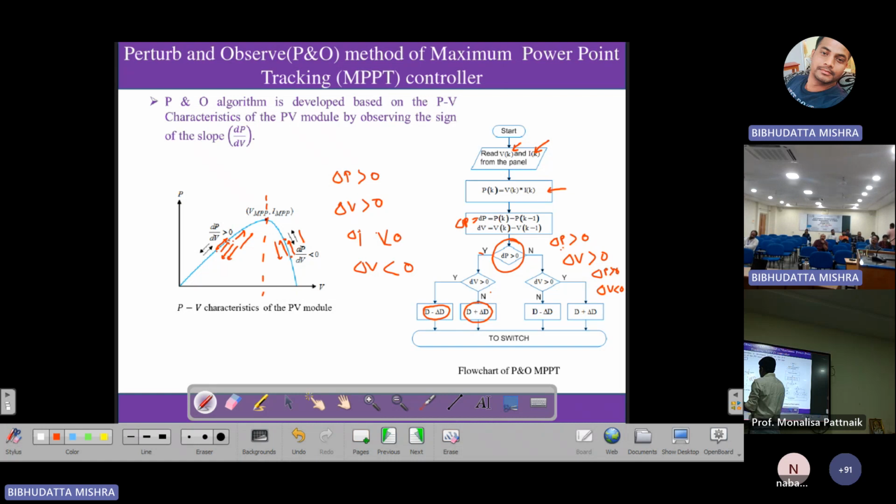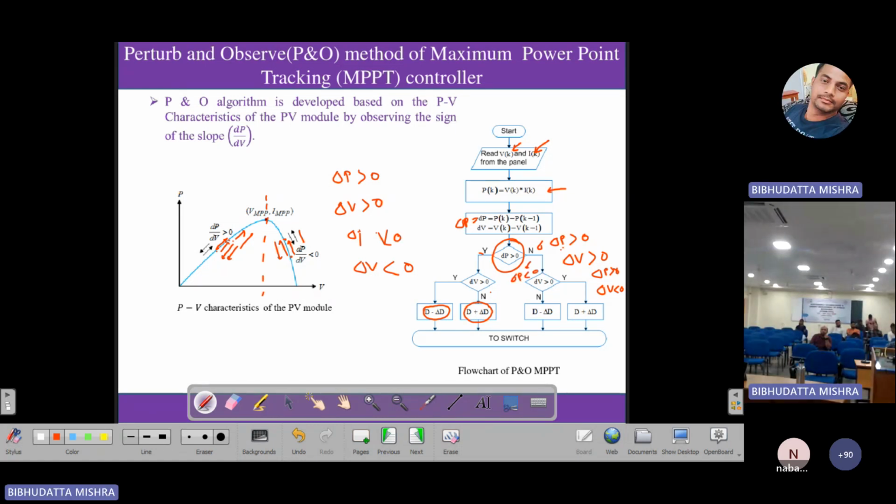Similarly, you can understand the case where del P greater than 0 is not true, so that means del P is less than 0. Del P is less than 0, and if I consider that side, del V is less than 0. Del V is less than 0. So that means we are moving in this direction. So what should we do? We should actually increase the voltage. Increasing the voltage means decreasing the duty ratio. Okay.